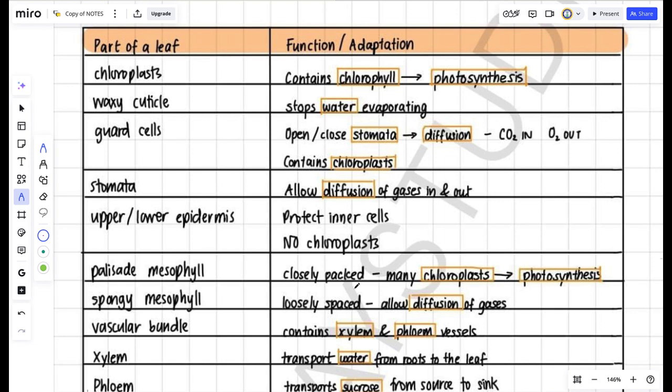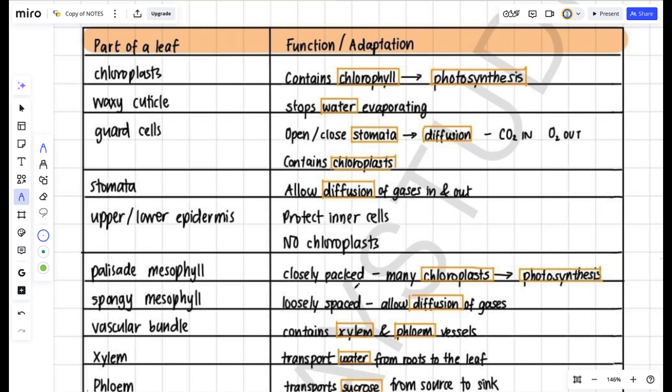The next one is the guard cells. The guard cells are at the bottom side of the leaf, after the lower epidermis. What they do is open and close the stomata. When there is need, they open the stomata. When there is no need, they close the stomata. The process is by diffusion. Carbon dioxide goes in and oxygen goes out, along with water vapor. The guard cells open the stomata so that carbon dioxide can go into the leaf and oxygen that is manufactured can go out of the leaf. And they contain chloroplast.